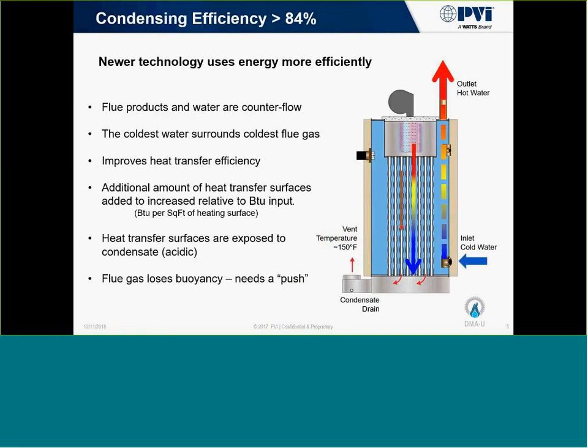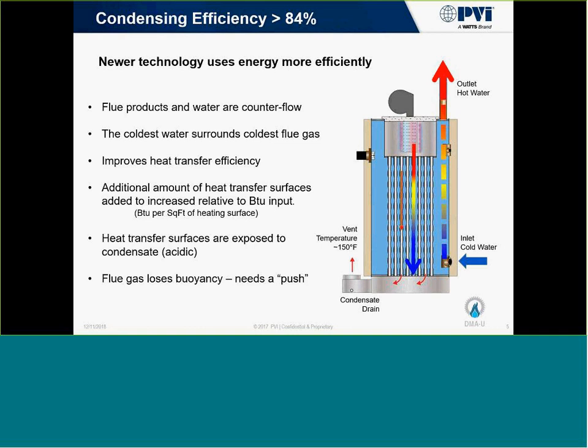With regard to a condensing water heater, the burner assembly is traditionally on top. So we force that flame down. What that's going to do is you have the coldest water surrounding the coldest flue gas, so it's a downflow. What that does is allow us to scrub more heat off of that system and into the water.